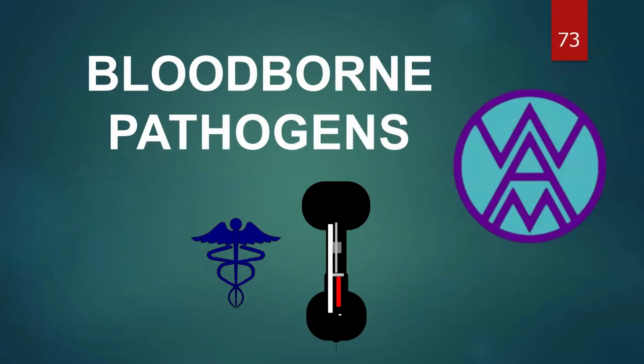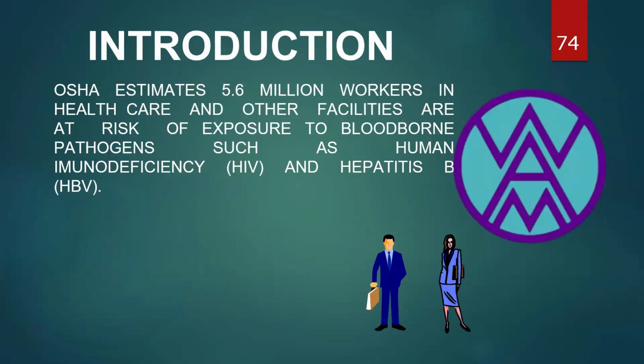So, bloodborne pathogens. OSHA estimates about 5.6 million. That's an old study. Maybe the number is variable, or maybe it is a lot higher than this number. Workers in healthcare and other facilities are at risk of exposure to bloodborne pathogens such as human immunodeficiency virus. You may have heard about AIDS and hepatitis B, the HPV virus.